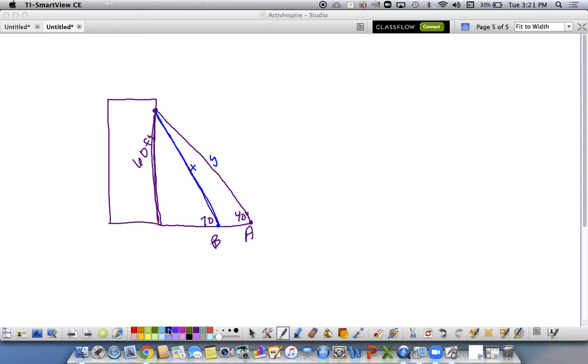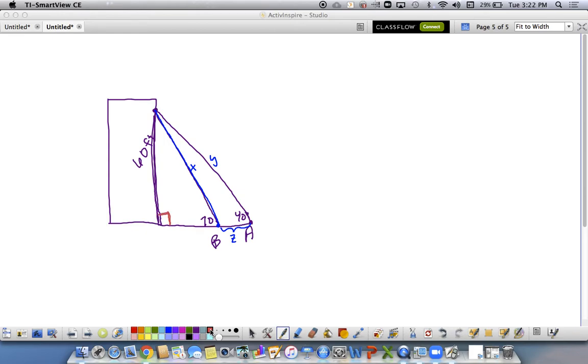Another really great question would be, how far away are the people from each other? That's another great question they could ask. Okay, so let's solve all three of these. Could we do that? Yes, we could. All right, so what do we want to know?